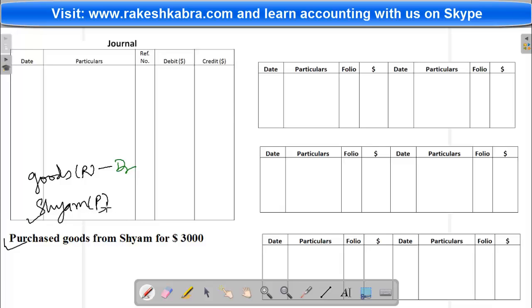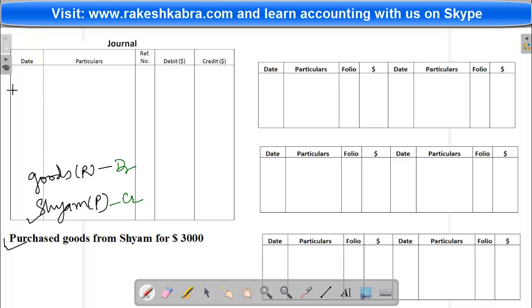And Shyam is the giver of these goods. So what does the personal account say? Credit the giver, debit the receiver. As per the rule of the personal account, Shyam is the giver, so credit the giver. So we have to credit Shyam's personal account.